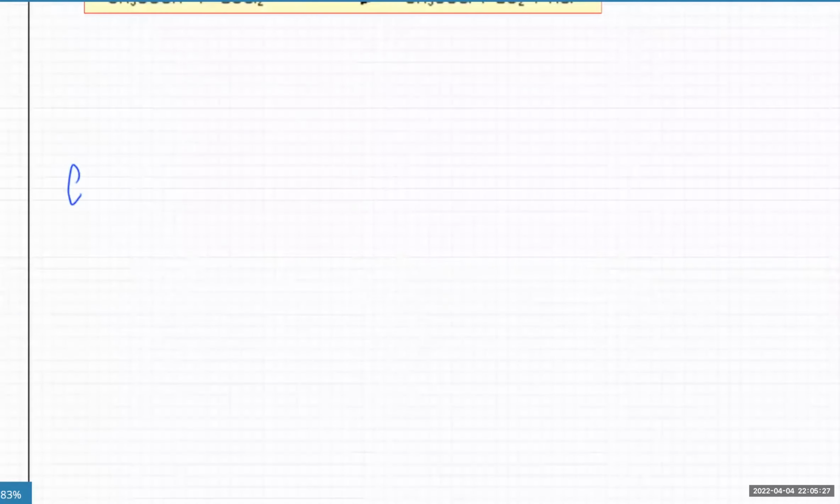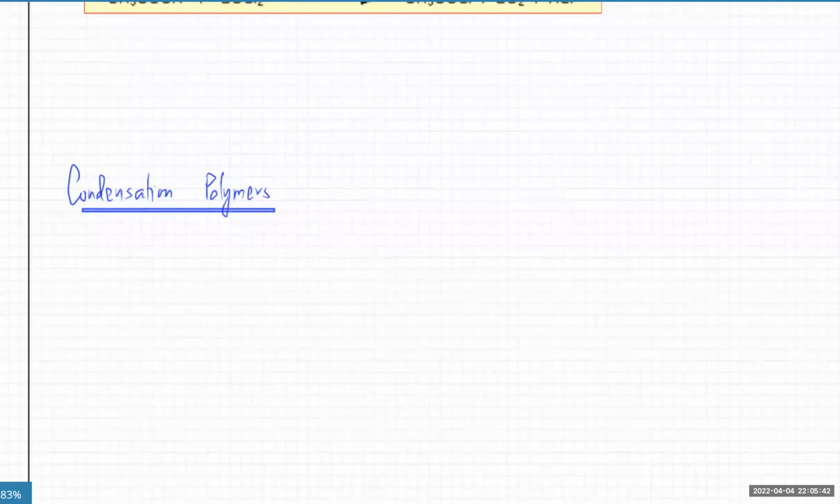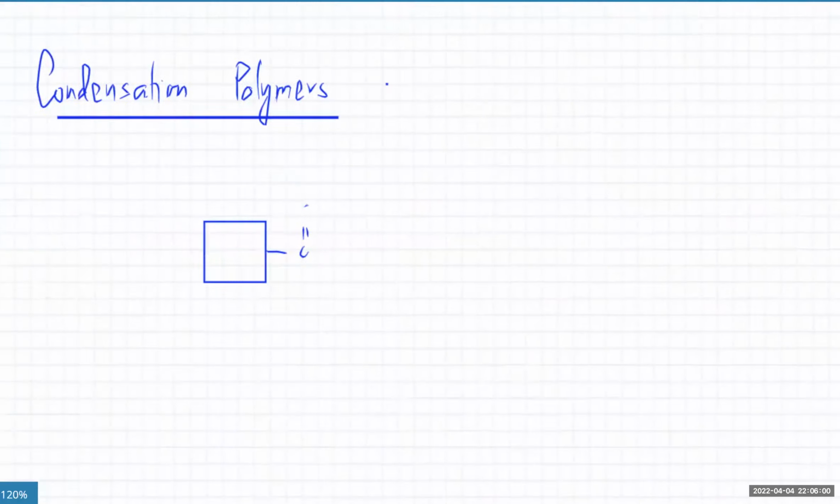Condensation polymers. So very quickly, let's have a brief overview. One thing to remember: condensation polymers, there are two types. One is a polyester. Polyesters are formed where you have a molecule, and this could be any molecule. The only thing is it's got carboxylic acids on both sides. So you've got C double bond O and OH groups on both sides. So that one is one molecule.